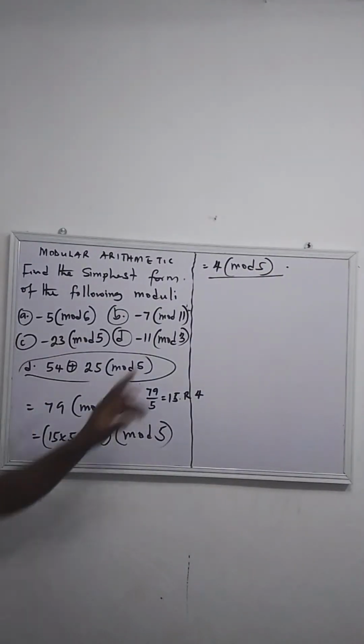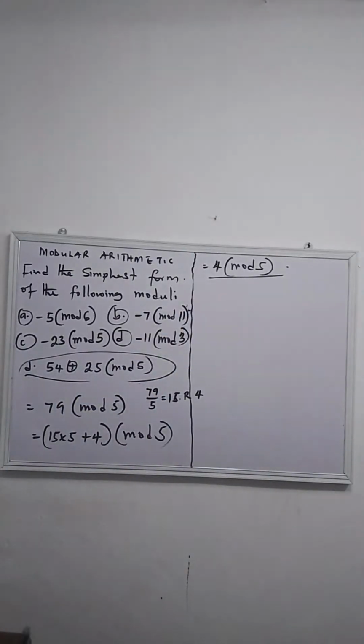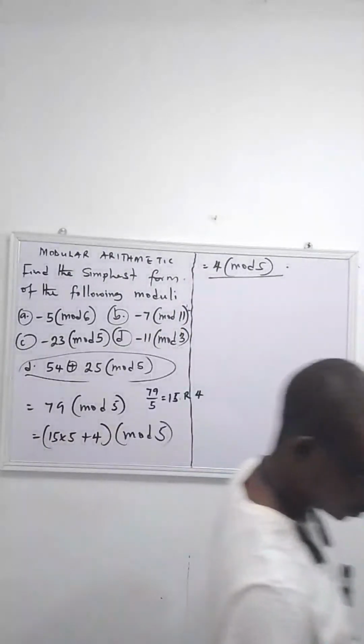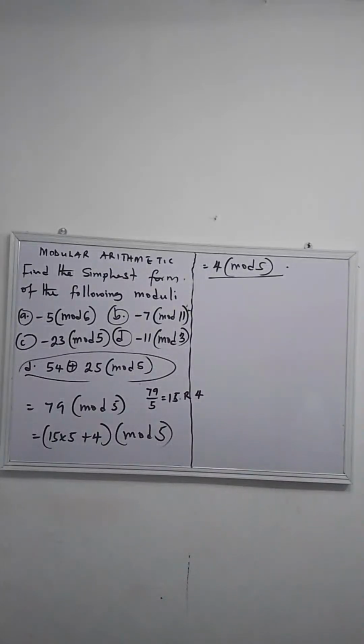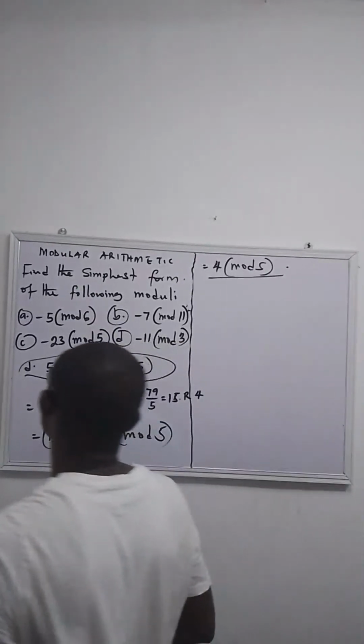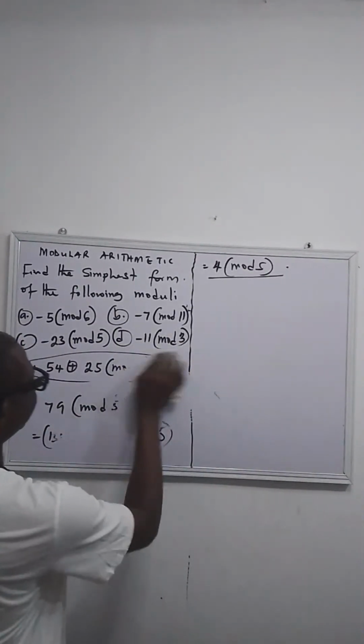So those of you that have 4 mod 5, I hope you understand how we got that. Any question based on that? Any observation? All right, I think we are all good. So can we move down to the next one?